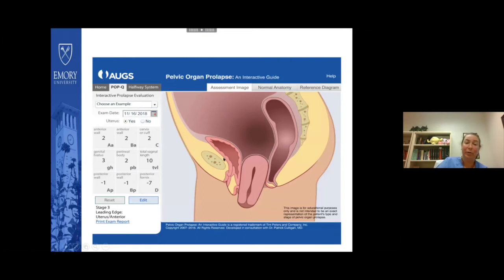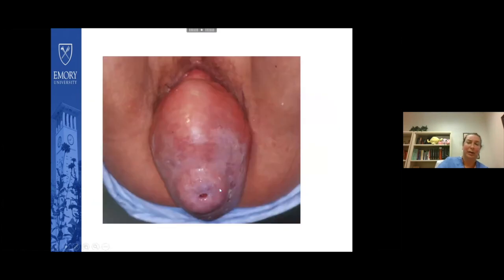All right, so like I said, this is a really great interactive guide. You can change these numbers, and it will show you what the prolapse looks like. So please, please, please play with this. All right. Here's your stage 4 prolapse. That's what that looks like.